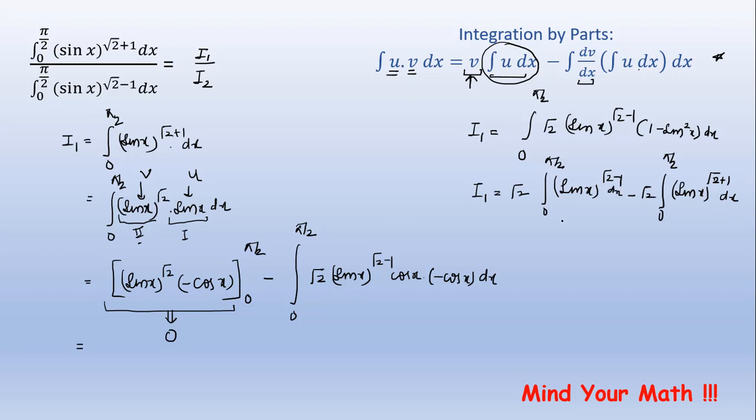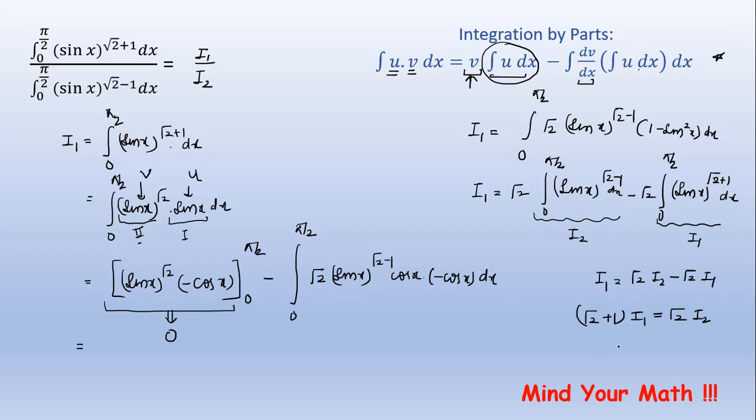And now you can see this integral is I2, and this integral is I1 only. So you can see we have I1 is equal to root 2 I2 minus root 2 I1. From this, arranging the terms, this is root 2 plus 1 times I1 is equal to root 2 I2.